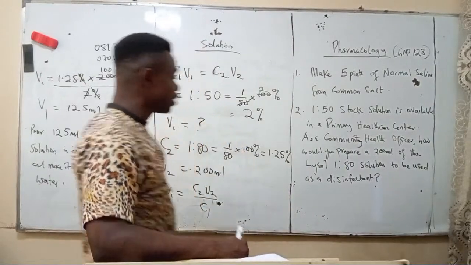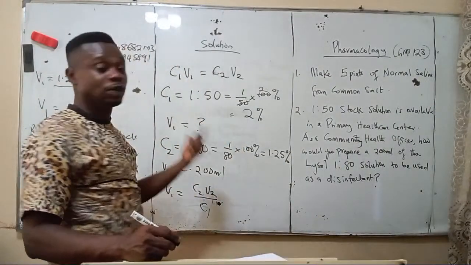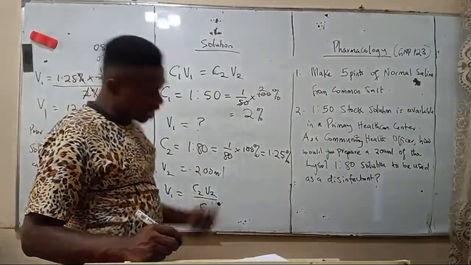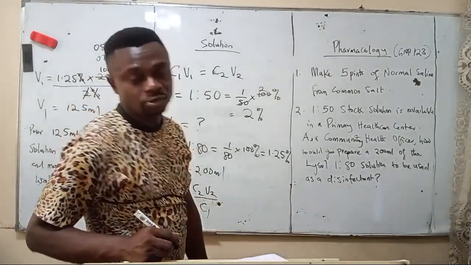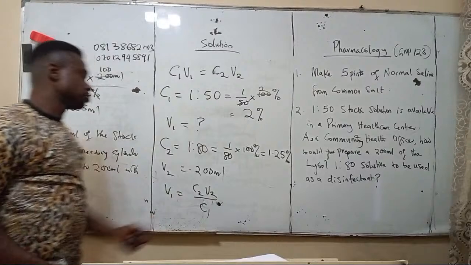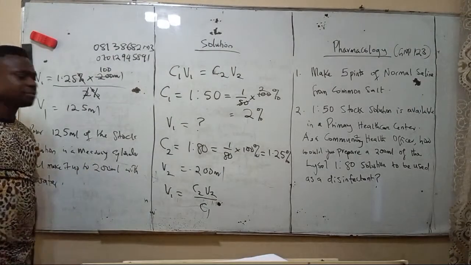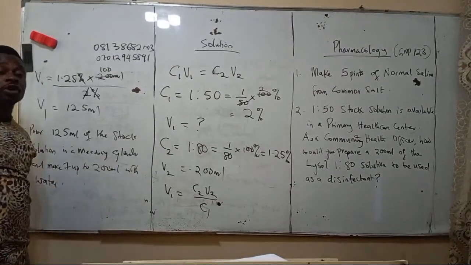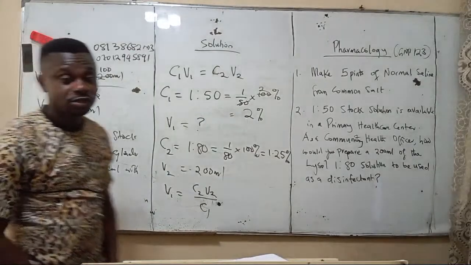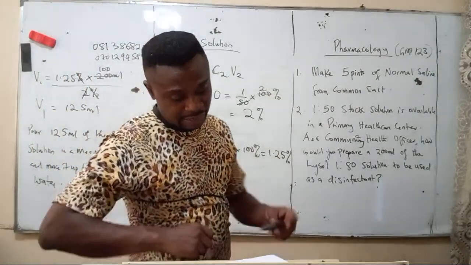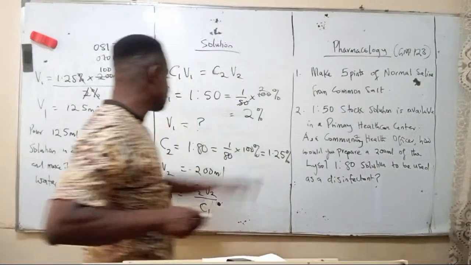And use it for your disinfectant. Of course, the water should be clean water, sterile water, to avoid contamination. Sterile water is okay. To 200 ml. Use it as your disinfectant. So this is the answer to this question.